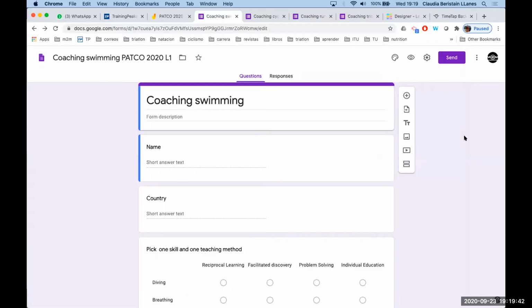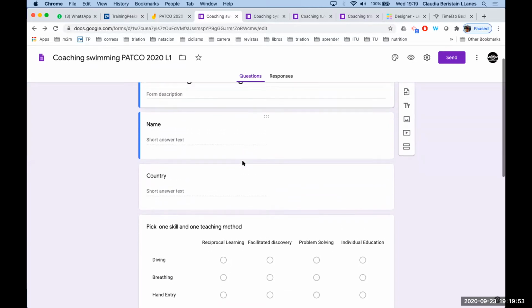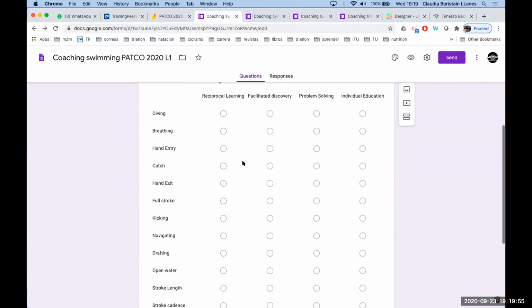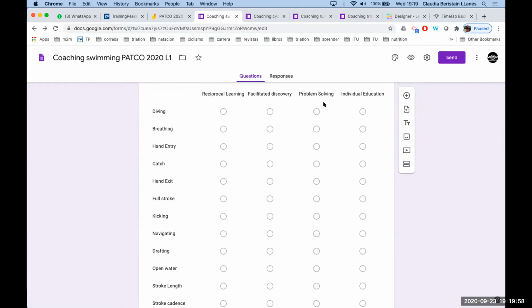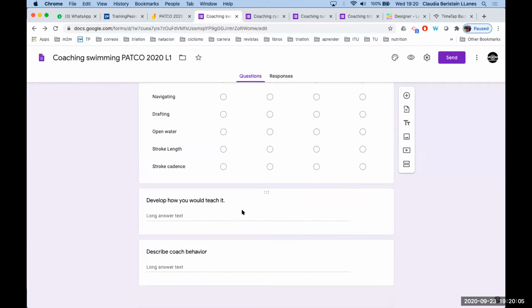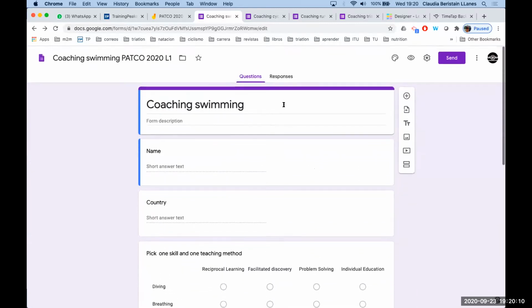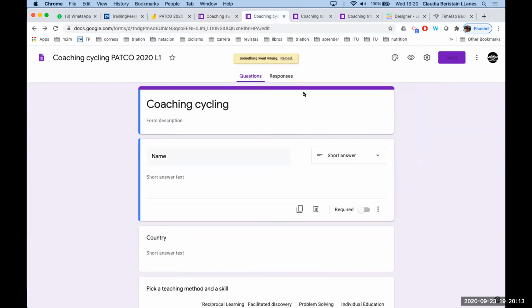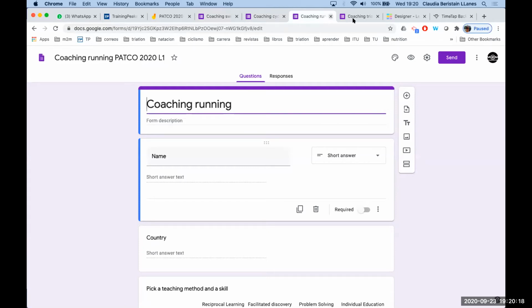Okay. And what you're going to do is, group number 1, each coach individually will answer this on coaching swimming with their name and their country. You're going to pick one of these methods of teaching, one of these skills, each their own, and you will develop how you would teach it, and you will describe the coach behavior that you would use. Then group number 2 is going to do that with cycling, and group number 3 with running.